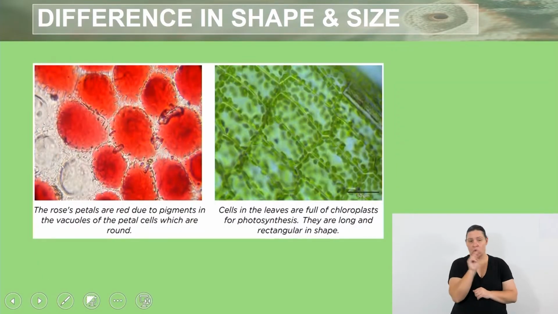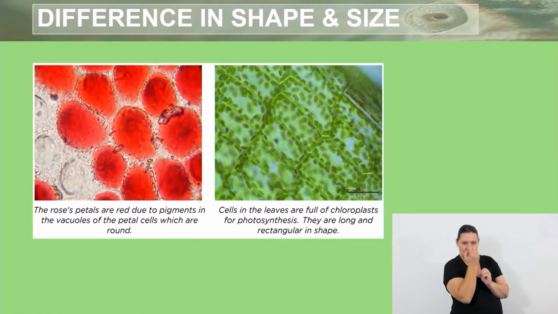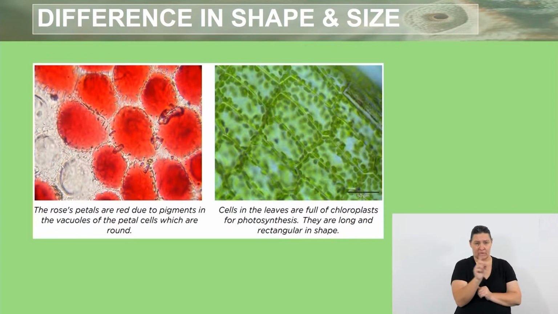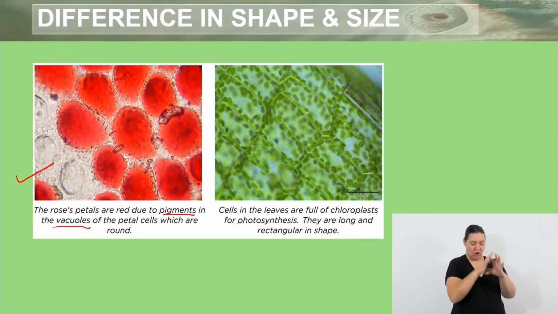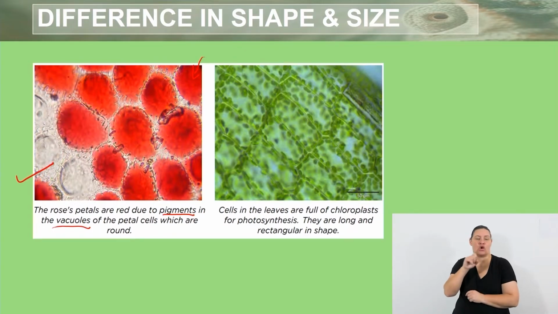So now we are going to look at a micrograph of the rose. What you are looking at here, this first one, is the rose petals. They are red due to the pigment in the vacuoles of the petal cells, which are round. As you can see, this red part here is the red pigment, and we find this red inside of the vacuole of the cell, and it is round or circular in shape. So this is still in the rose, and it's on the top part, which is the petals.